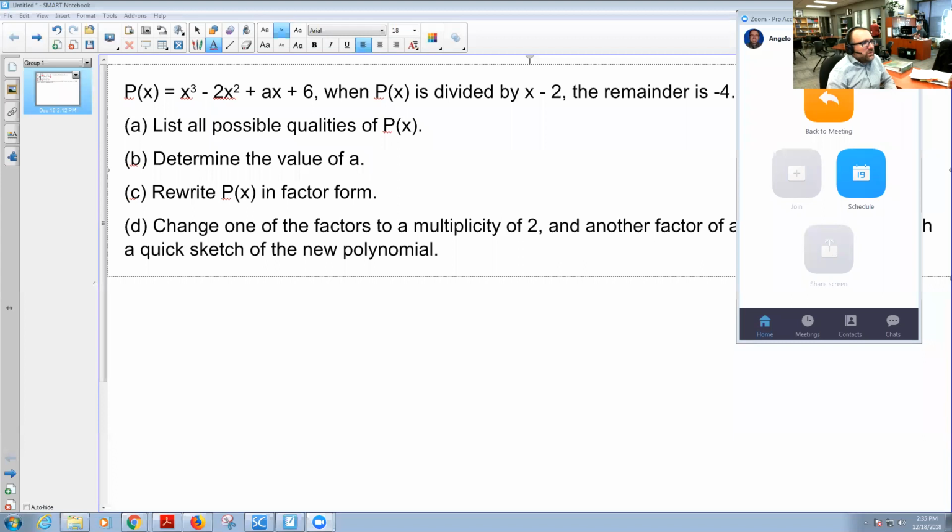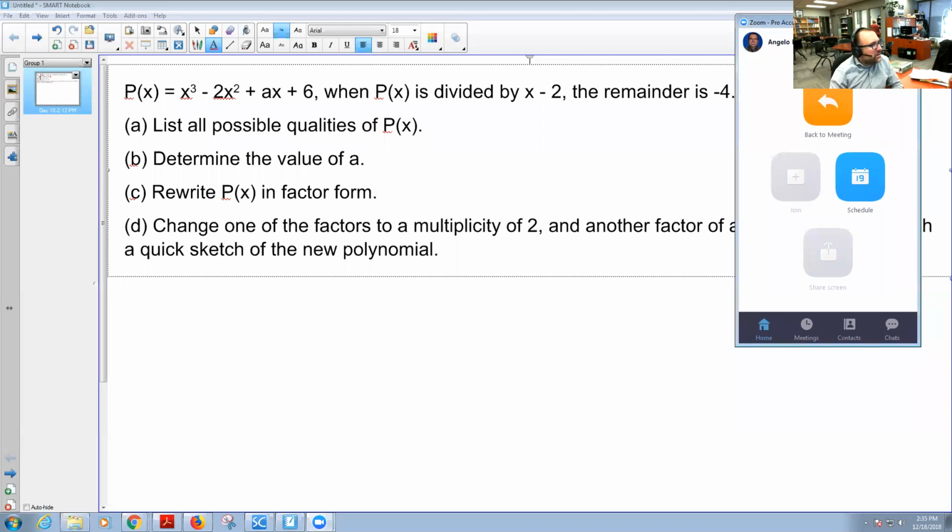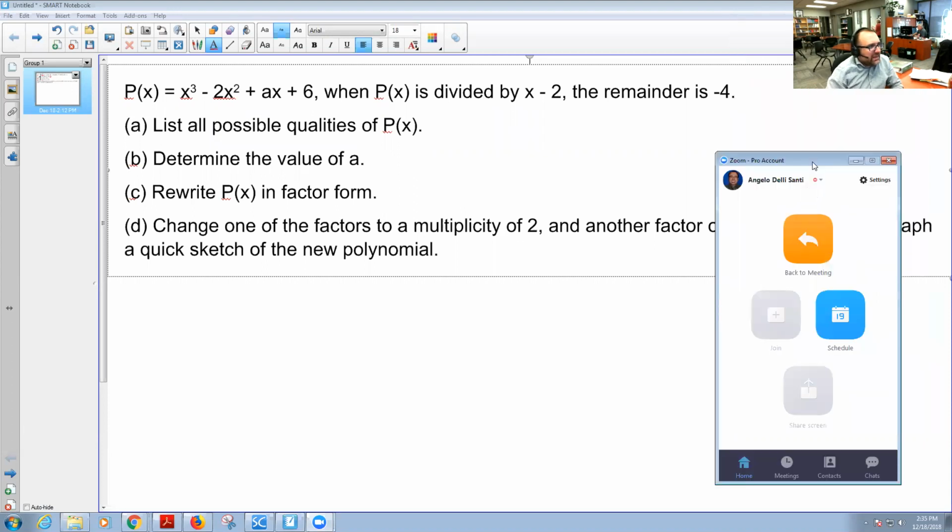I'm just going to explain this review concept in this web lesson, which covers mostly all the topics that deal with this lesson 3. So I'm going to share my screen here and let's talk about the question on hand. First off, you will realize what our goal is. P of x equals x cubed minus 2x squared plus ax plus 6. When P of x is divided by x minus 2, the remainder is negative 4. List all the possible quantities of P of x.